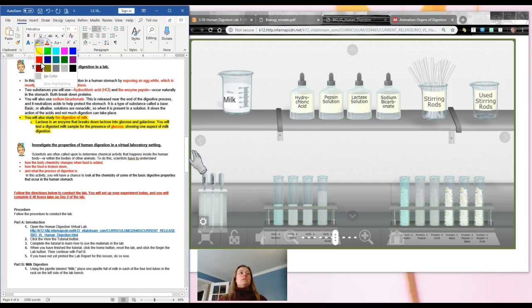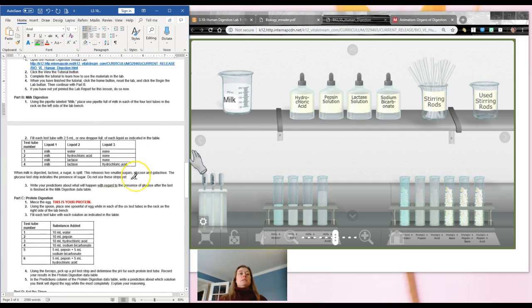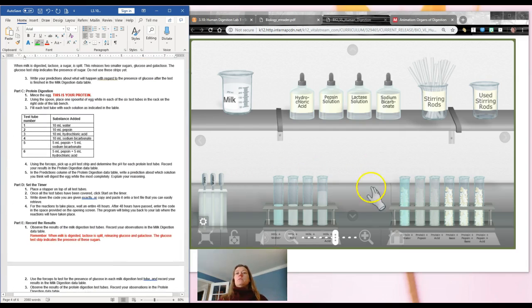So let's do this. Green, right? So here you go. This is where it talks about the base, and the base would be bicarbonate in this case. So sodium bicarbonate. I'm going to put 4 in that. 1, 2, 3, 4.